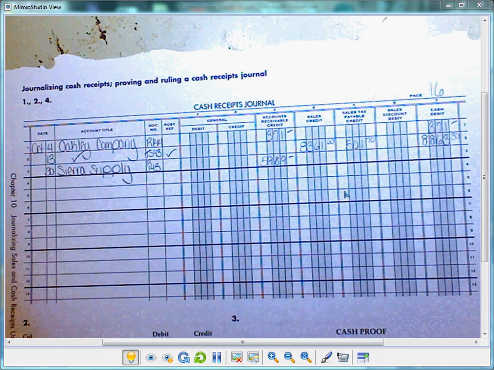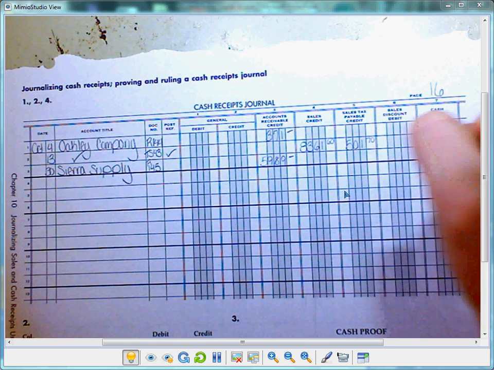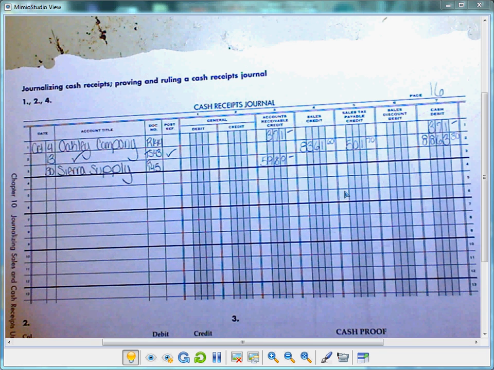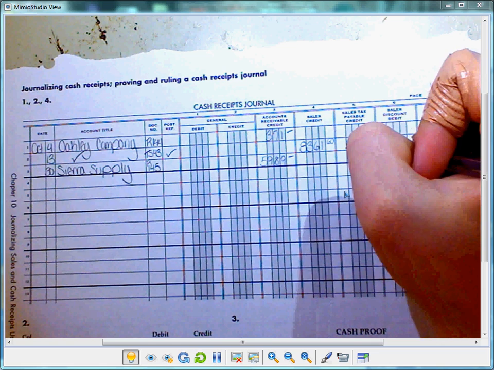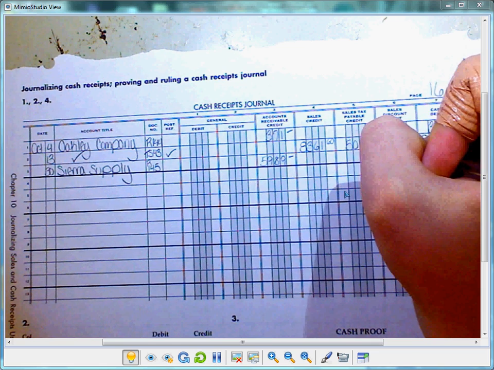Okay, then it told us that we gave them a 2% discount. So you need to take $5,989 times 2%. That gives 119.78. Okay, so what column is that going to go in? Sales discount debit.